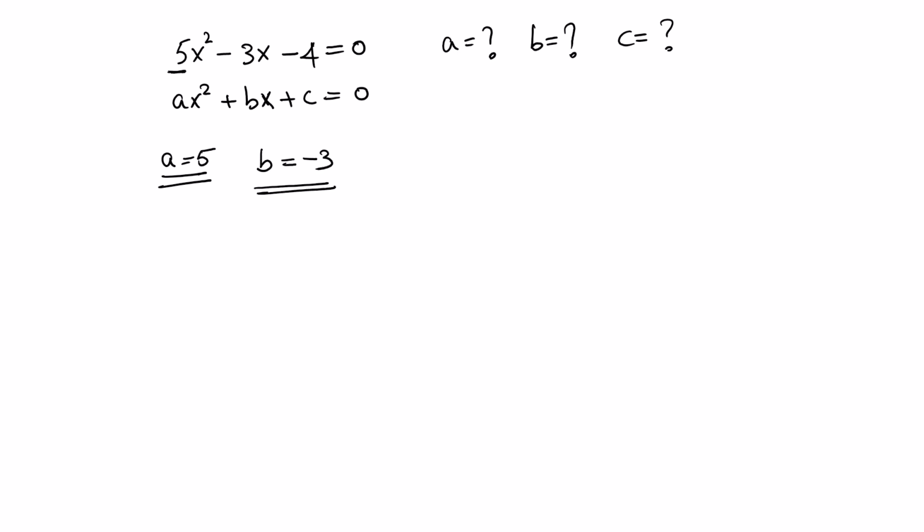Okay. Now consider the constant term which is c. In the standard equation it is positive, right? Here it is negative. So you should consider it. Now, in the place of c it is negative 4. So the answer is negative 4. This is how you identify a, b and c, the numerical coefficients and constant term.